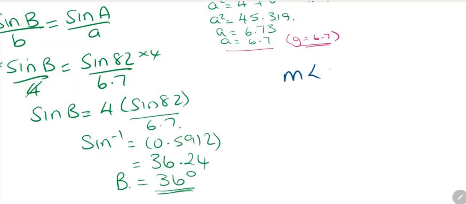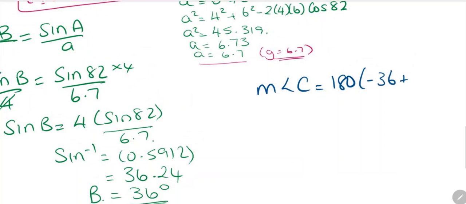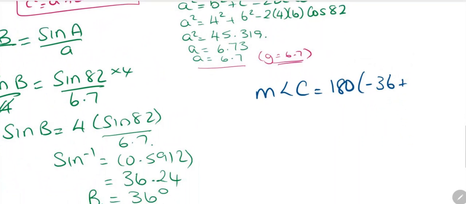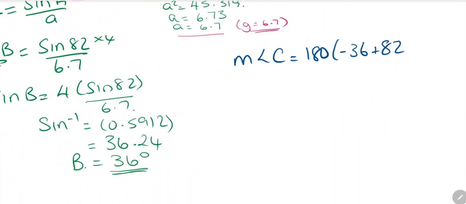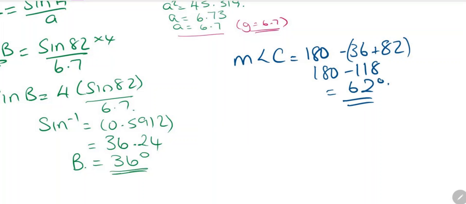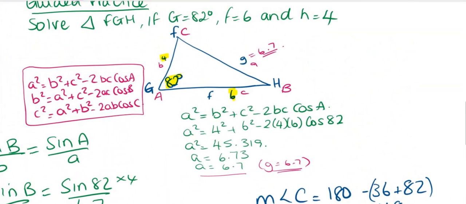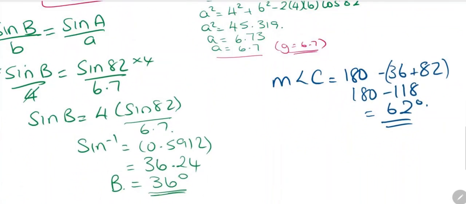We can use this to find angle C. The measure of angle C is going to be 180 minus 36 plus 82. That's 118. So 180 minus 118 is 62 degrees. So angle C is 62 degrees. Angle B, we said, is 36.